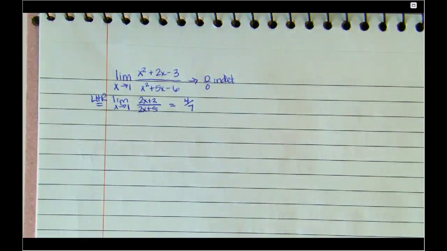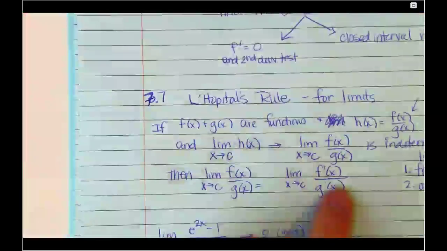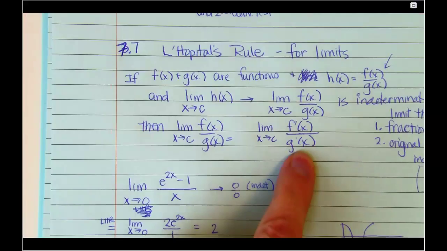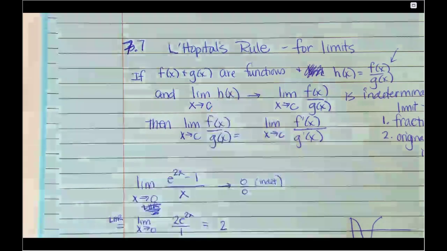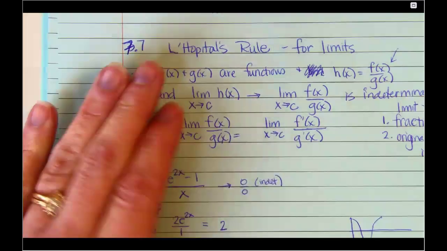Okay, so listen, that's a good question because if you look at what I wrote down for L'Hopital's rule, it's f prime of x. It's the derivative of the top over the derivative of the bottom, not h prime, which is the fraction itself, but the derivative of the top, derivative of the bottom.